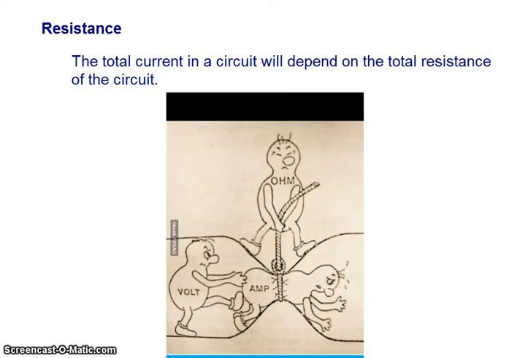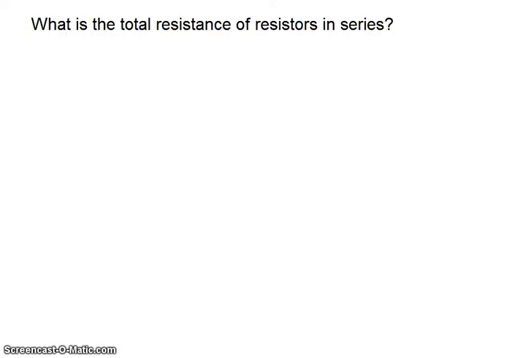The other factor that comes into circuits besides V and I is R, resistance. And basically the total current in a circuit will always depend on the total resistance of the circuit. So a goal here is to figure out what the total resistance of a circuit is, and first we're dealing with series circuits. So let's figure out what the total resistance is for a series circuit. So the question is, what is the total resistance of resistors in series?